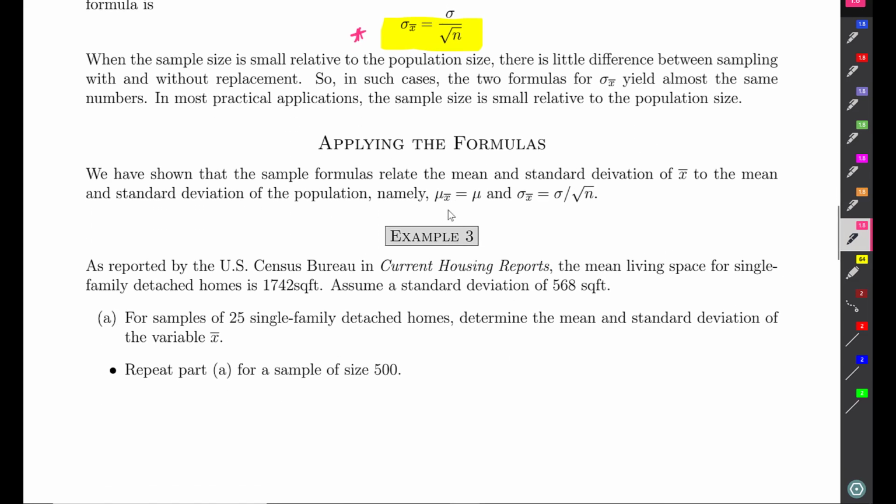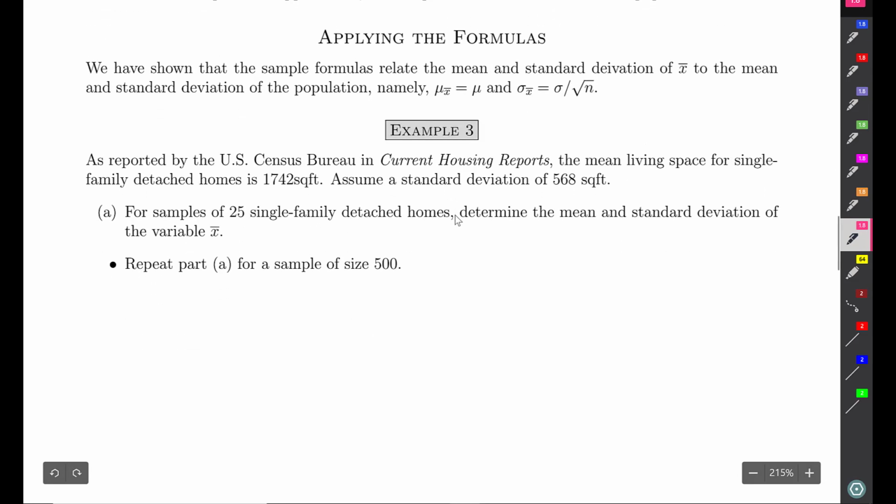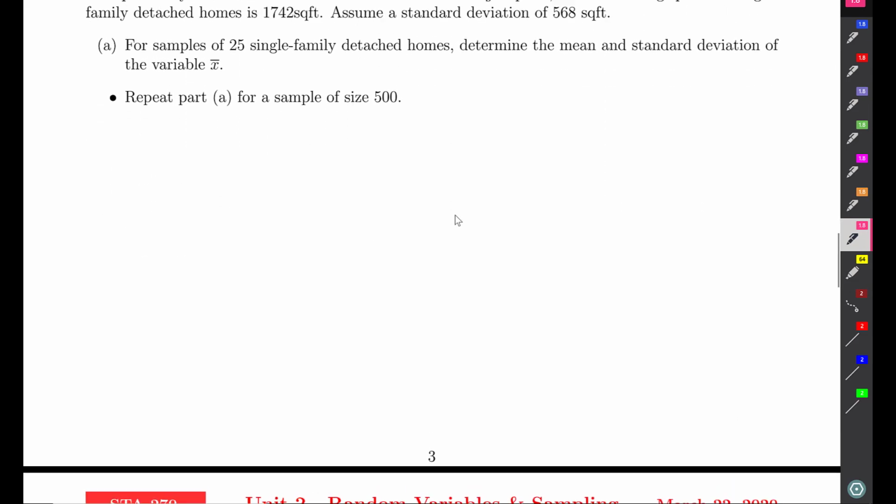So right here you can see where it says applying the formulas, we've shown that the sample formulas relate the mean and standard deviation of x bar to the mean and standard deviation of the population. Namely, mu sub x bar is equal to mu, so the mean of the sample mean is equal to the mean of the population. And then sigma sub x bar is equal to the standard deviation of the population divided by the square root of n, where n is your sample size. And we're going to use that here in example 3.